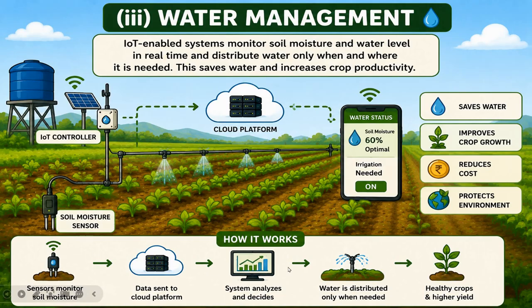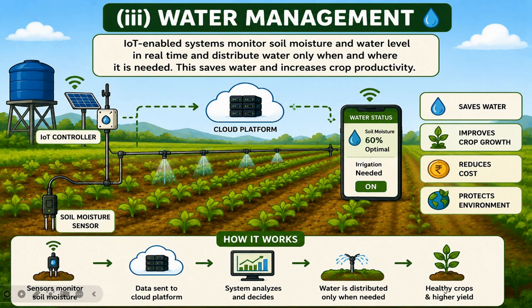So here you can see how it works. The sensors will monitor the soil moisture. Data is sent to the cloud platform. Then the system analyzes the information and water is supplied or distributed when needed. And then the healthy crops are produced. That is, you will be getting a higher yield.